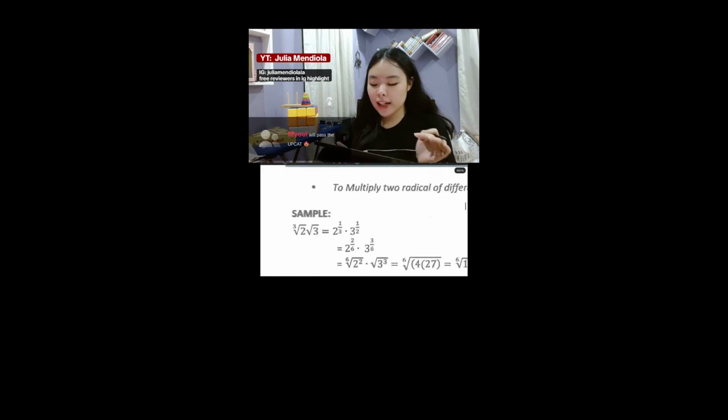Tapos, gagawin natin same fraction. Ano tawag doon? Same denominator. Similar fractions. So, ano yung LCD or least common denominator ng 2 and 3? That is 6. Kaya 6 siya dito. Tapos, you just divide. 6 divided by 3 will give you 2. And 6 divided by 2 will give you 3. So, gagawin lang siyang similar fractions.